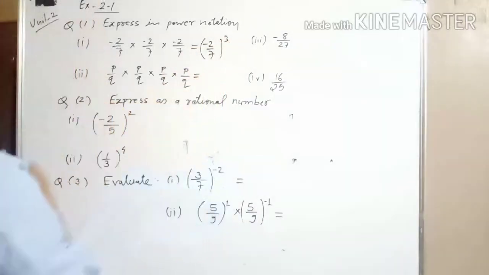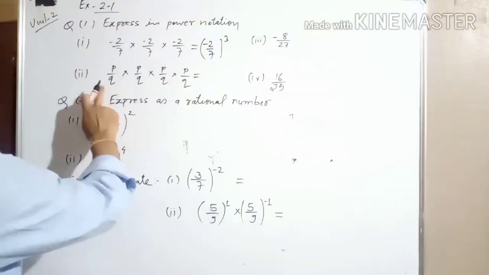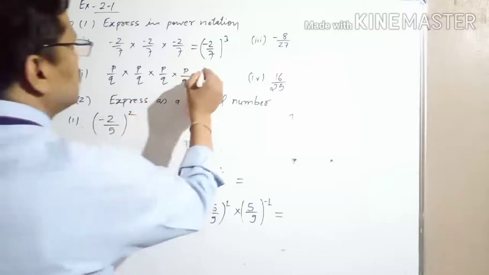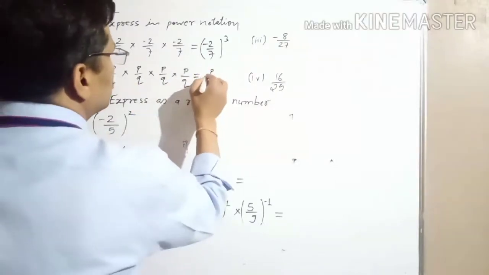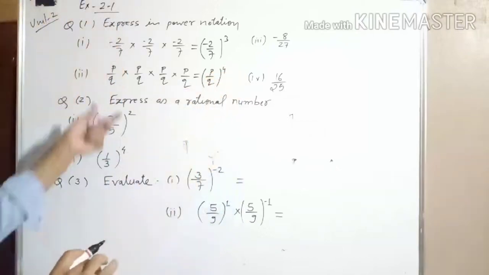Now next number. P upon Q, P upon Q, P upon Q, P upon Q. How many times is this number written? 4 times. So we can write here, this is the same number, that's why we are writing here P upon Q power 4. This is called the power notation of P upon Q.